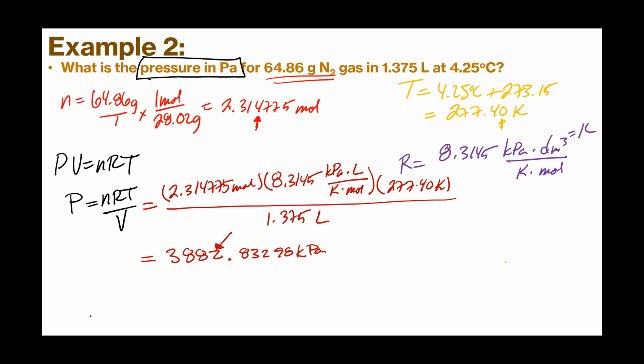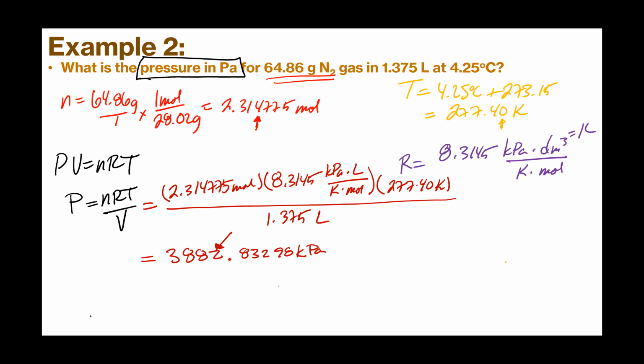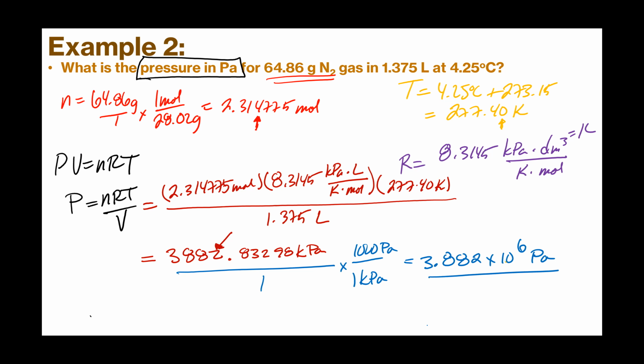Okay. Now, unfortunately, the weirdo who wrote this problem asked for the pressure in pascals. This is kilopascals, so we just have to convert. Okay, we can tag our dimensional analysis on here and say that 1 kilopascal is 1,000 pascals. And so this is now to 4 significant figures, 3.882 times 10 to the 6th pascals. Okay.